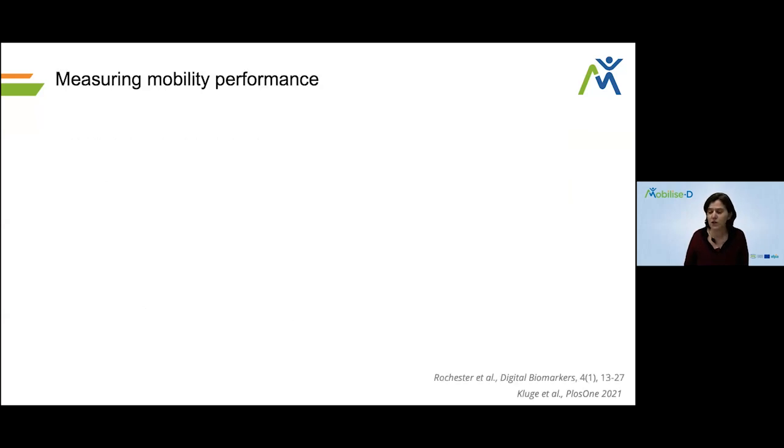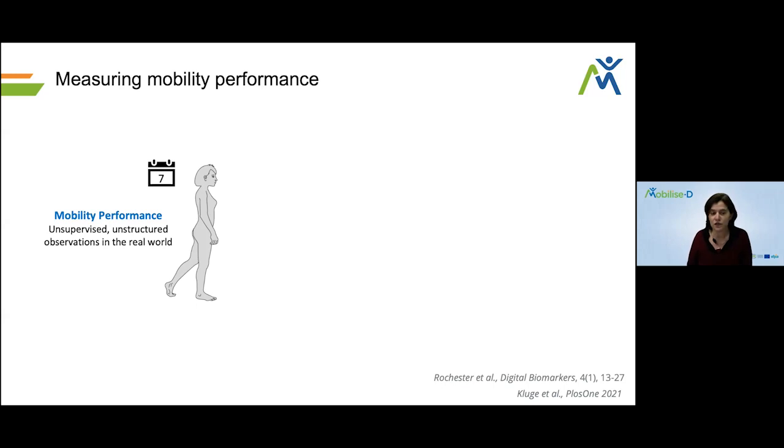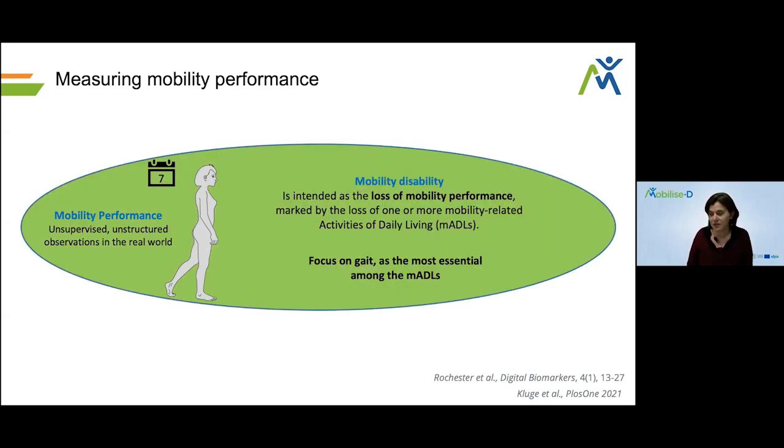So in particular, what we are interested in is the specific aspect of mobility that is associated to mobility performance, so to the ability of performing unsupervised, unstructured motion in the real world. And these are the type of observations that we're interested in if we want to quantify mobility performance. And in particular, our assumption is that mobility disability is the loss of mobility performance because it's what prevents people from performing the most essential activities of daily living. And among those, we are particularly interested in Gait.